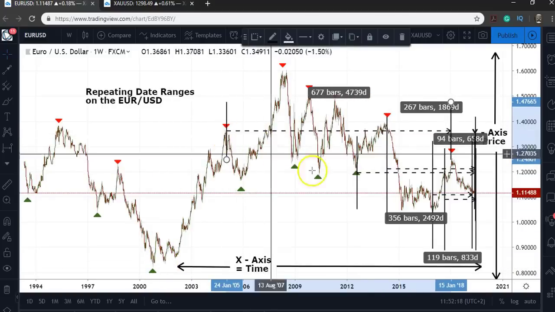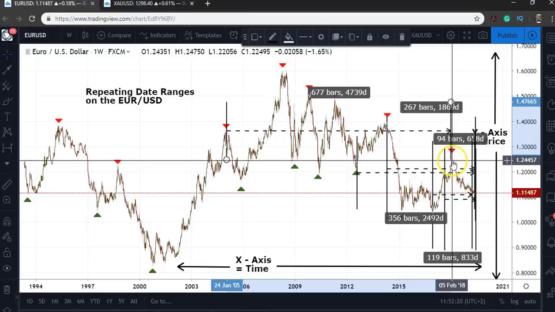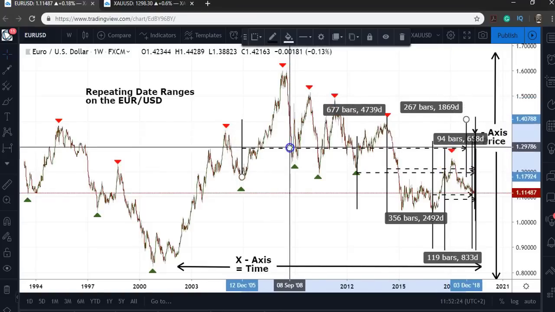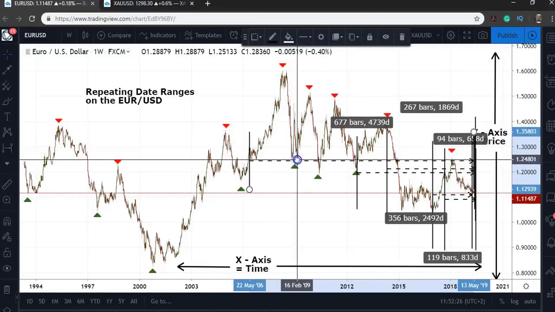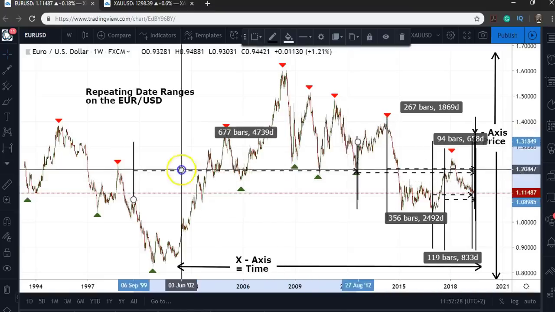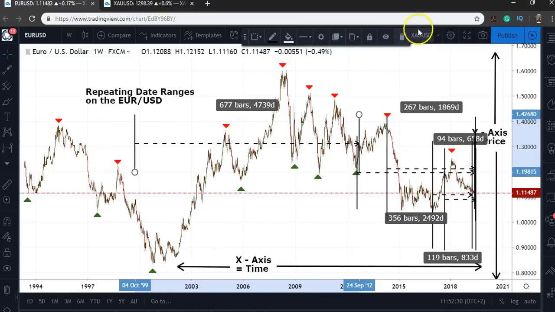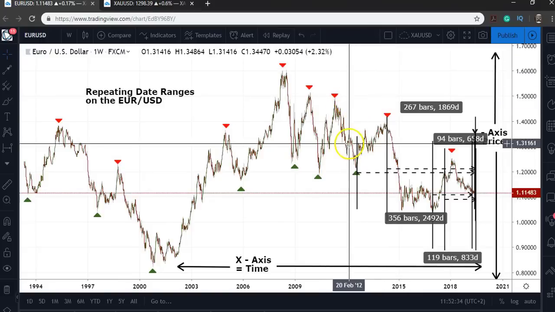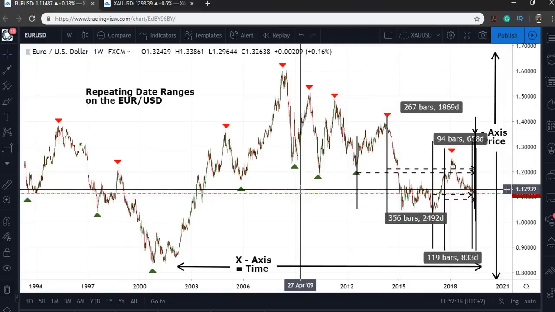Oops, we have this high almost perfectly touched that high over there. And then walk it forward, and yeah, it worked in the past, but not something that worked as good as our smaller date ranges that we used.